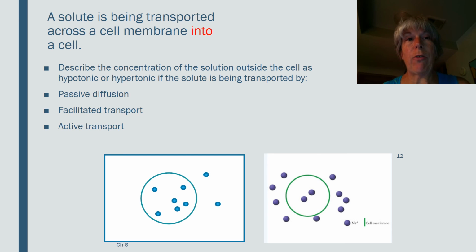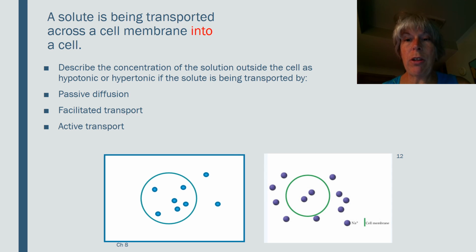So here's a question for us. A solute is being transported across a cell membrane into a cell. We want to describe the concentration of the solution outside the cell as hypotonic or hypertonic if the solute is being transported by each of the 3 types of modes of travel that we've talked about. So let's take passive diffusion first.